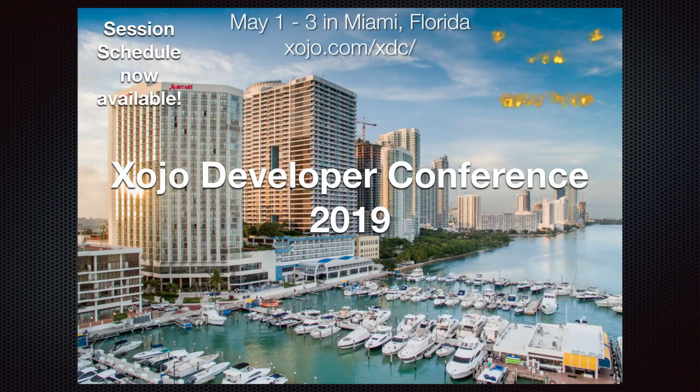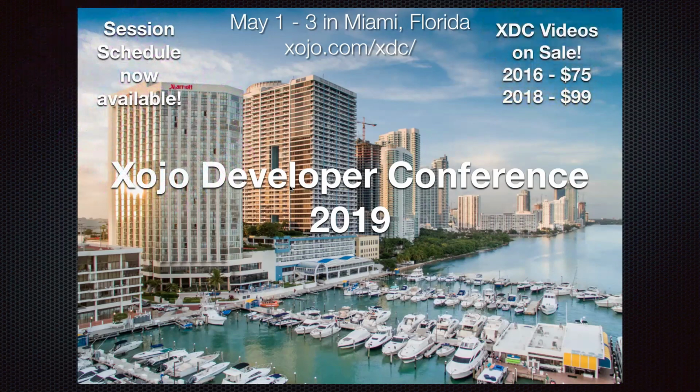And also to whet your appetite a bit, the video recordings from our last two prior conferences are significantly on sale right now at the Xojo store, and they'll remain at these sale prices up until XDC 2019. So you can grab the videos from the 2016 XDC conference for just $75 and last year's 2018 conference for just $99. There was no conference in 2017, so we didn't miss a year there.